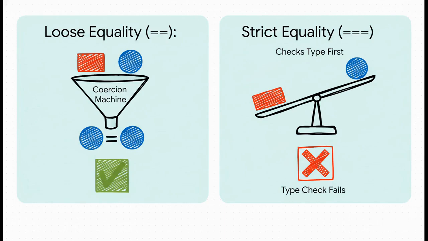JavaScript has 2 ways to check if things are equal. The double equals, what we call loose equality, will use type coercion. So to it, the string 1 and the number 1 are the same thing. But the triple equals, strict equality, does not coerce. It checks both the value and the type. Using triple equals is almost always safer and leads to way more predictable code.